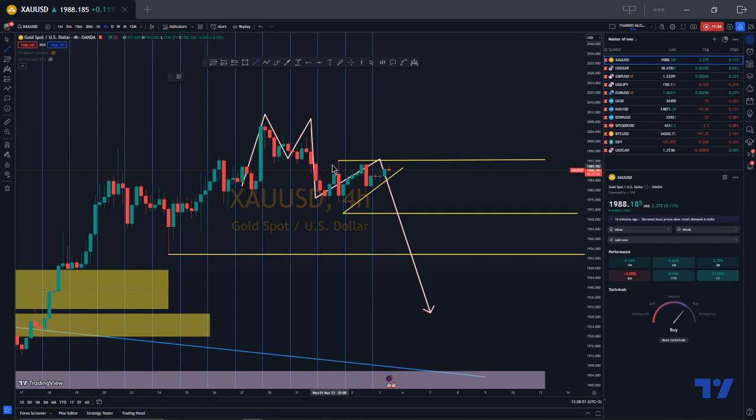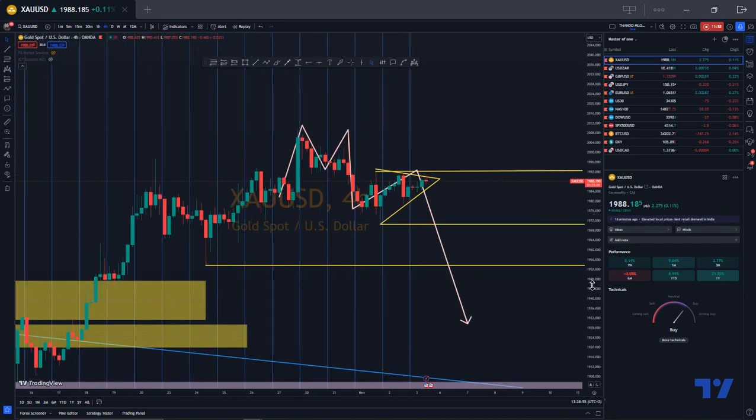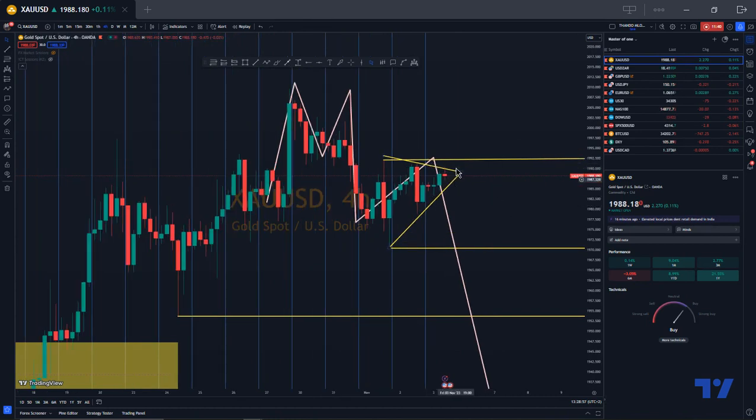Now it's a triangle. So we might see prices coming to the downside. It's a descending triangle, so we might see prices coming to the downside as far as Zhao is concerned.